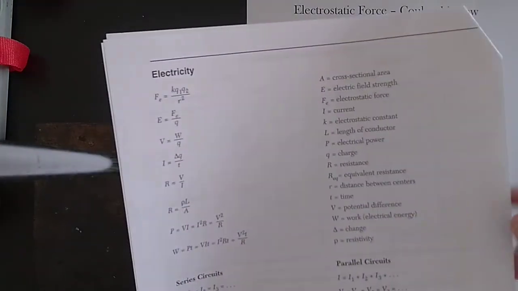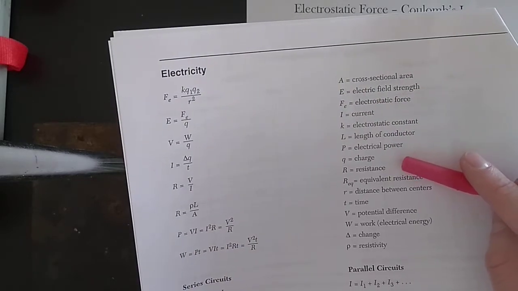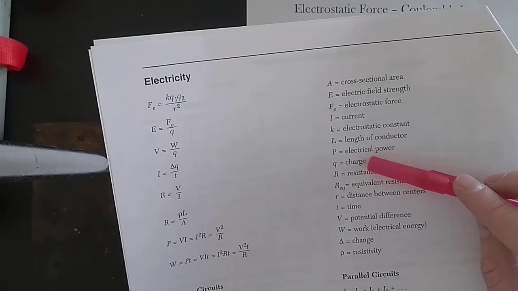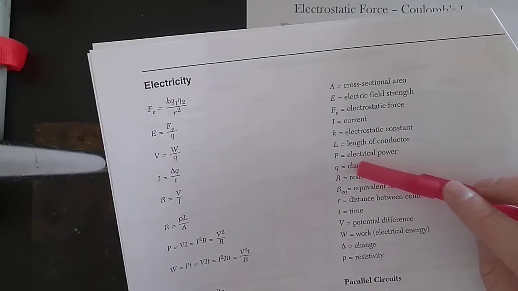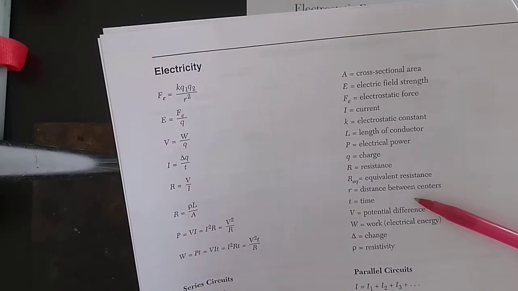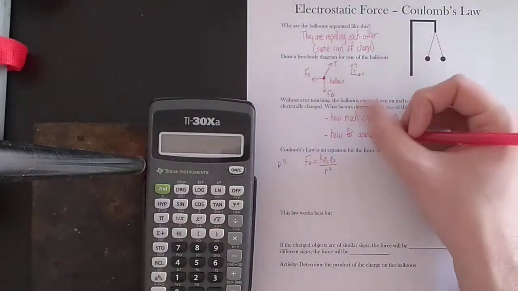We see that Fe is the electrostatic force. K is something called the electrostatic constant. Q, it's a lowercase q, notice it's not internal energy. Lowercase q stands for charge, so Q1 and Q2 are charge 1 and charge 2. And R is the distance between the centers of the charges. So let's just write that down.